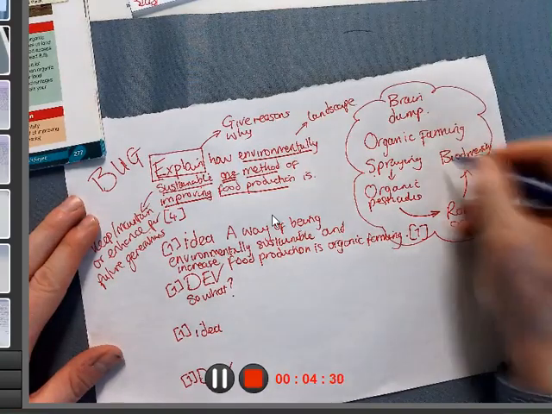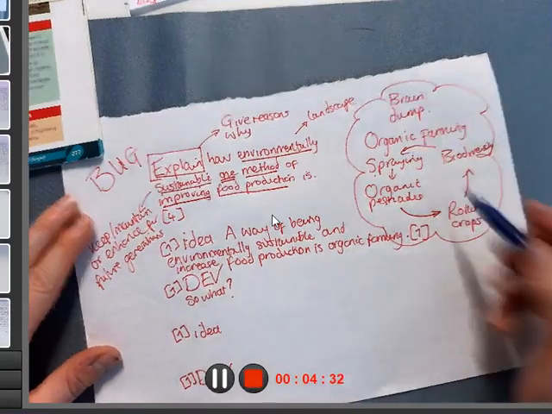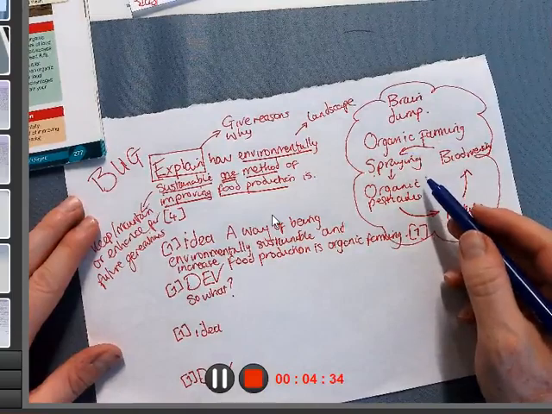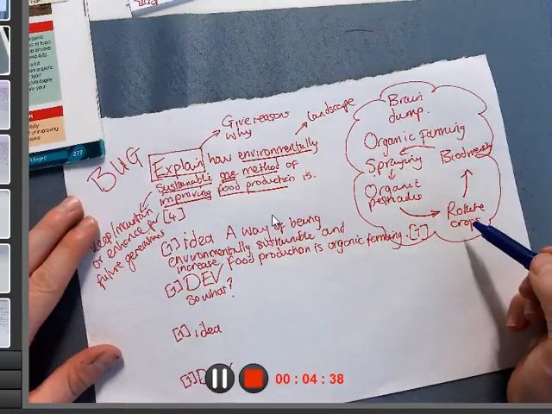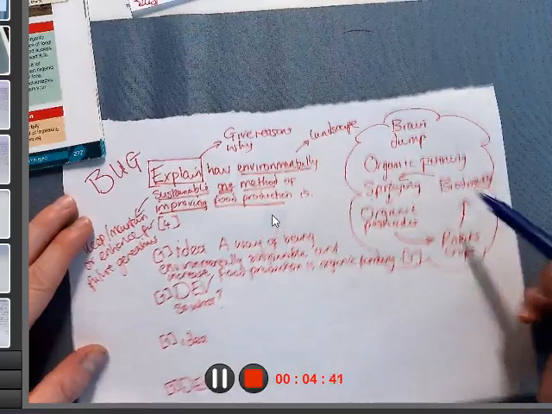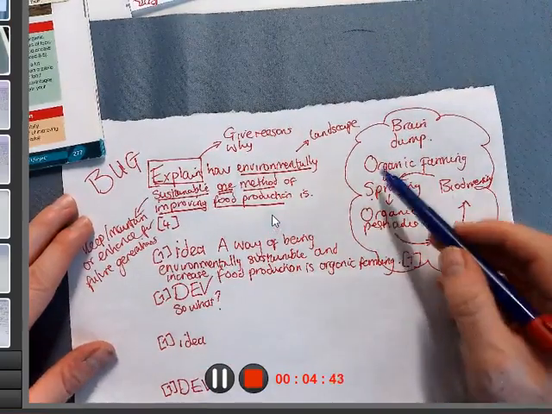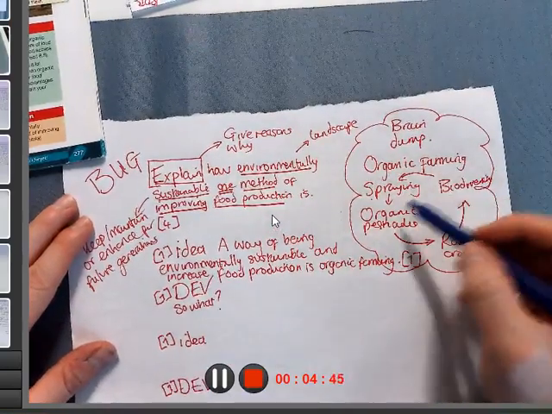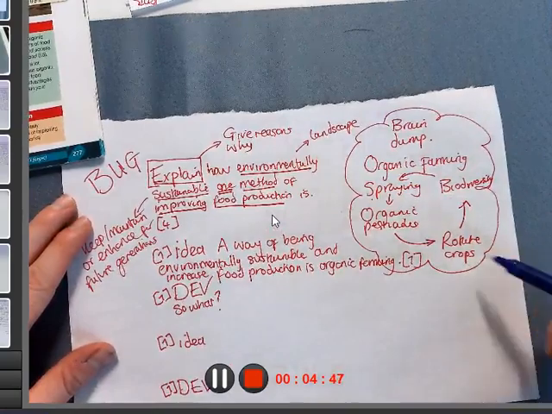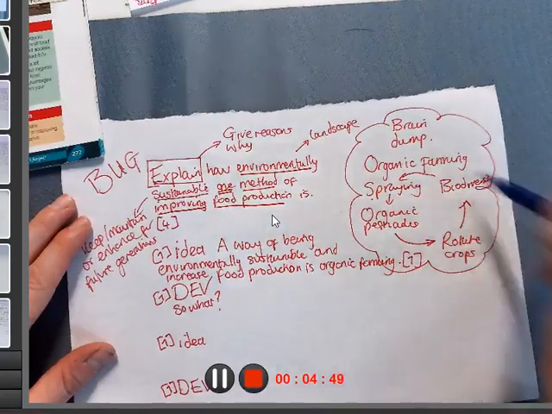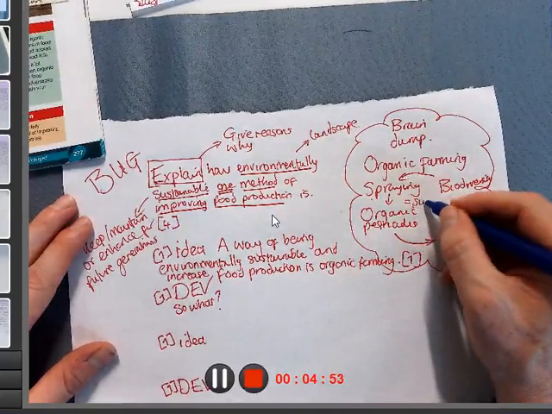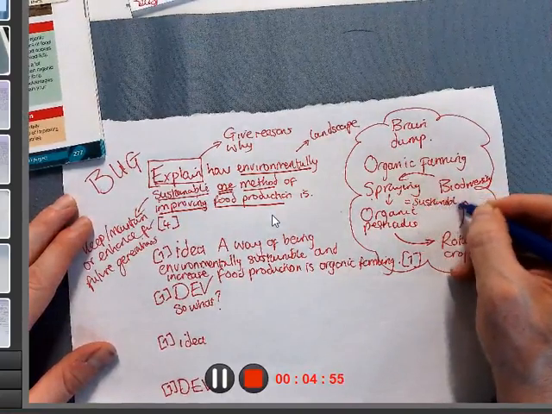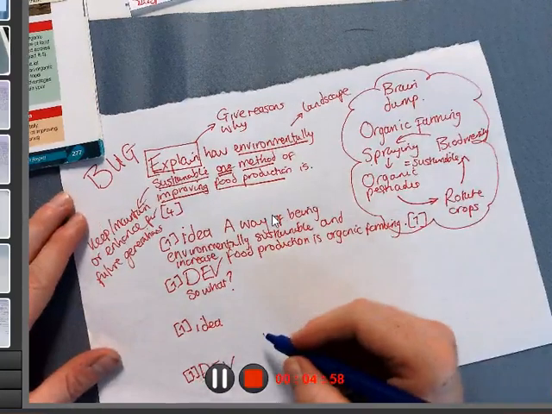So just writing 3, in your brain dump you can elaborate on that, but when you come to a revision card, you can do how I've done it here, where I've literally written organic farming, spraying, organic pesticides, rotate crops, biodiversity, and I've done it in a circle. And then I'm going to write in there equals sustainable. So then I'm going to start modelling my question.